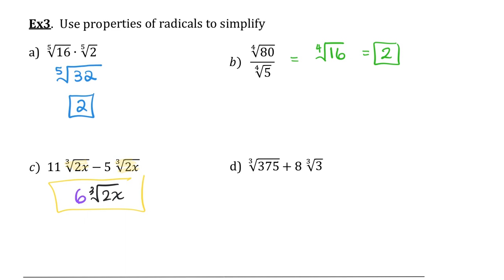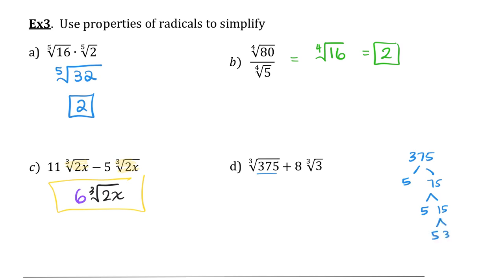Okay, D, 3rd root of 375 plus 8 times the 3rd root of 3. Are they like terms? They don't look like it. But that 375 is so big, it probably simplifies. Since it ends in a 5, I'm going to do 5. You can start out with any combination that works, but since it ends in 5, I start with that, 75. Okay, 75 is 25 and 3, or it ends in a 5. You could do 5 again if you can't think of a number. Okay, 15 is 5 and 3.